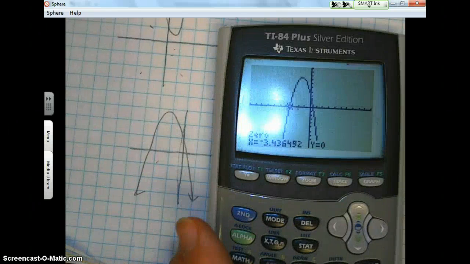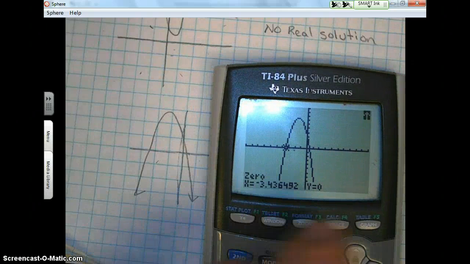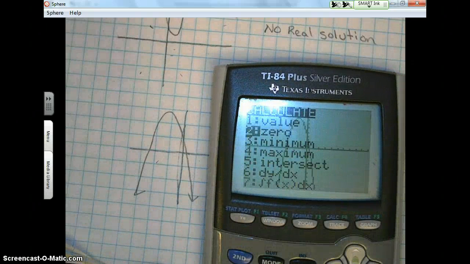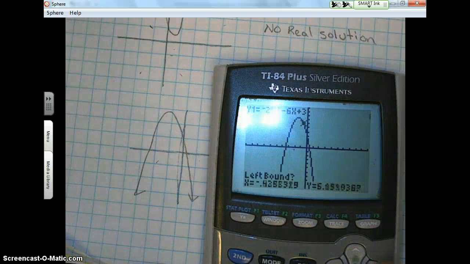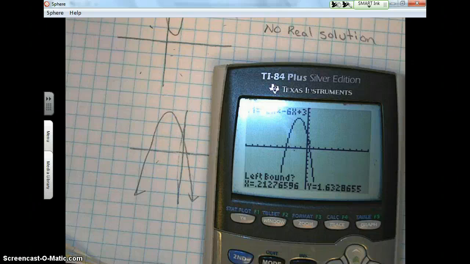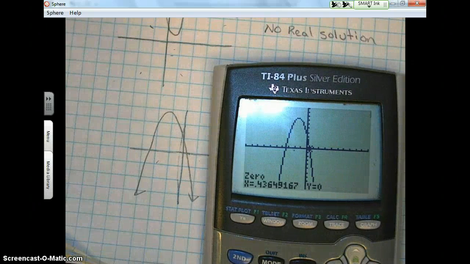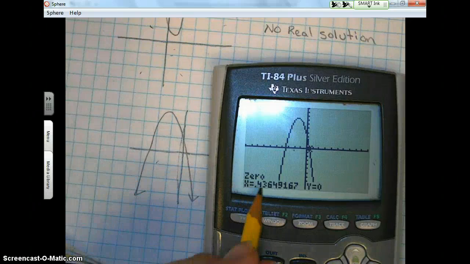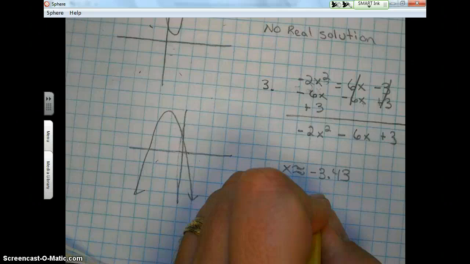Okay, and let's do the other one. So again, second calc, 0. Okay, we want to go to the left of this one. Enter, enter, enter. And we have another solution at 0.436. I'm going to go ahead and round it.